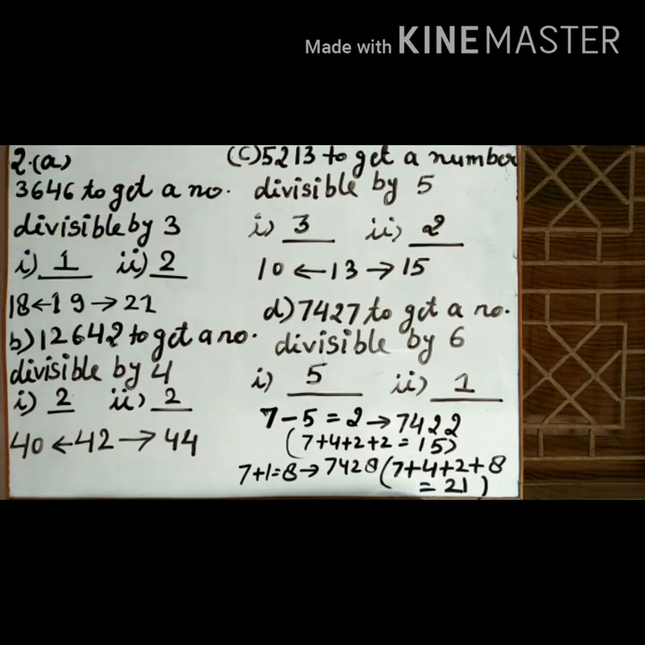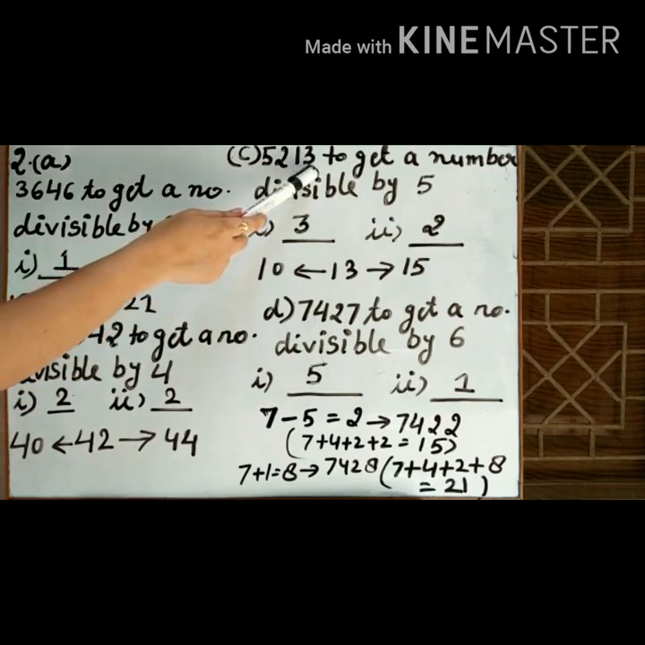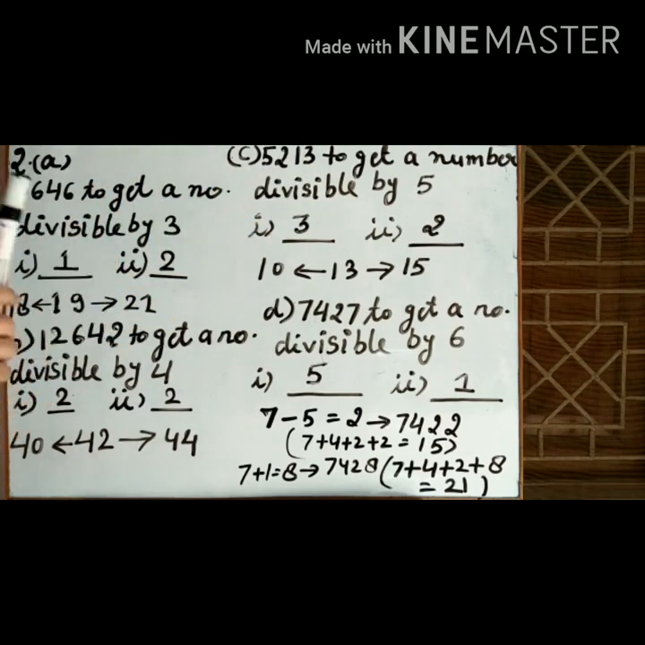C. 5213. To get a number divisible by 5. And what is the rule of 5? If the digit at the unit place is either 0 or 5.